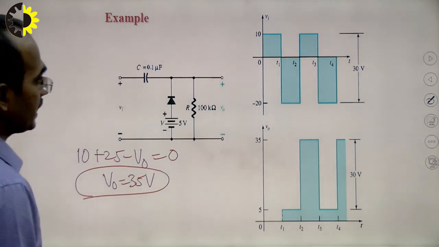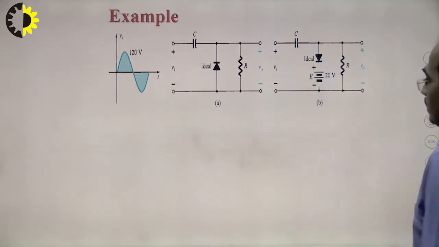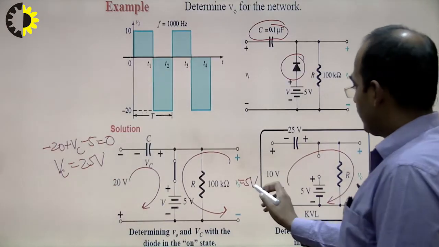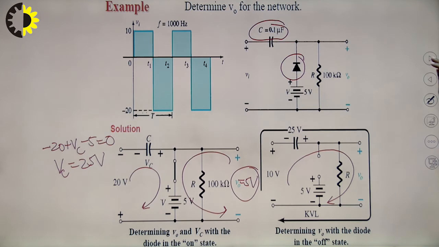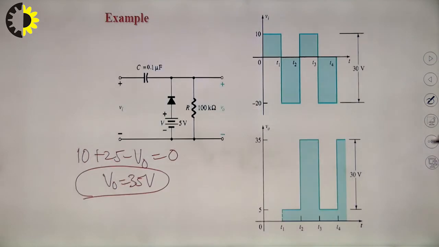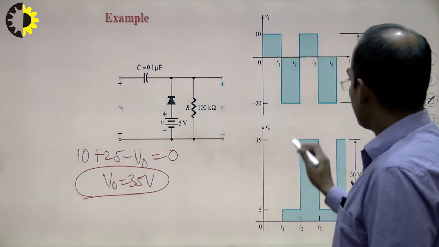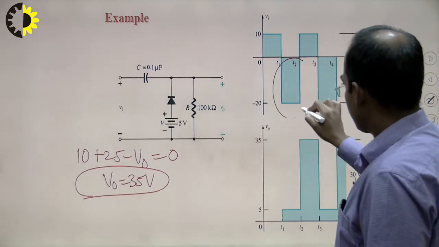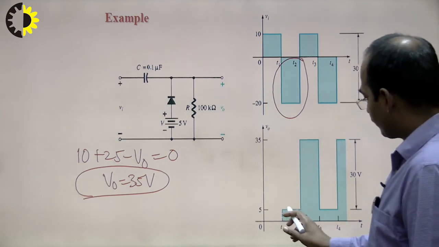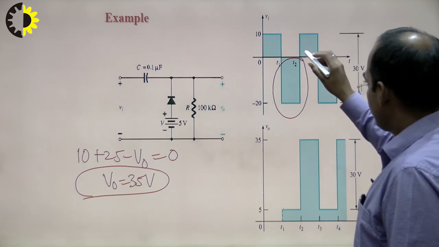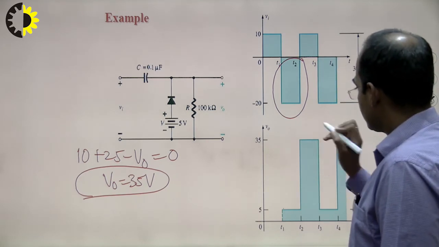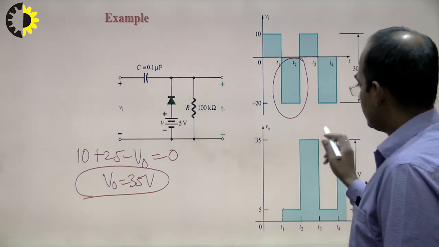So for positive half cycle I am getting this 35 volt. For negative half cycle I am getting here the 5 volt. So for negative half cycle 5 volt and positive half cycle 35 volt. For negative half cycle I am getting the output voltage 5 volt, and for positive half cycle I am getting the output voltage 35 volt. So you will get this.